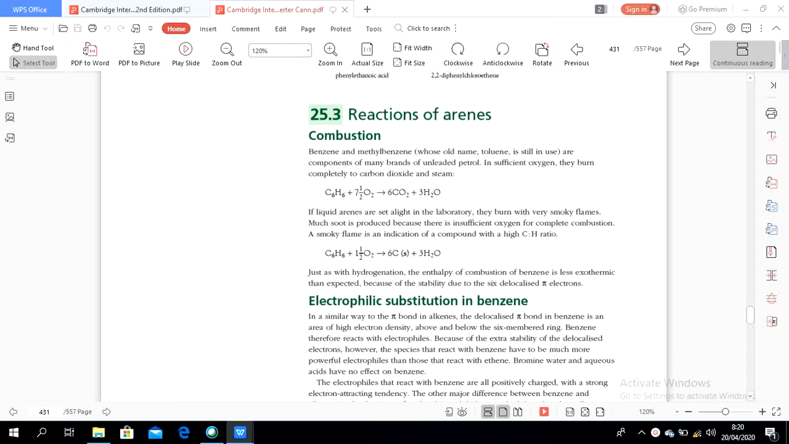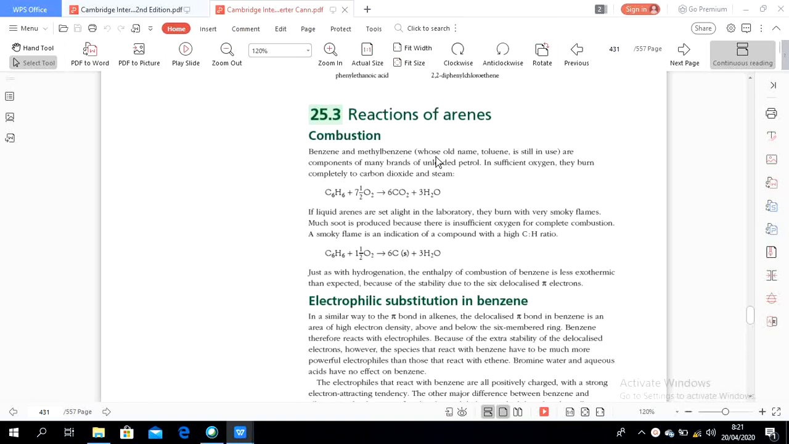Today we are going to continue our chapter, arenes or benzene. There are two discussions today. It is in 25.3. The first is about combustion and then the second is electrophilic substitution in benzene.